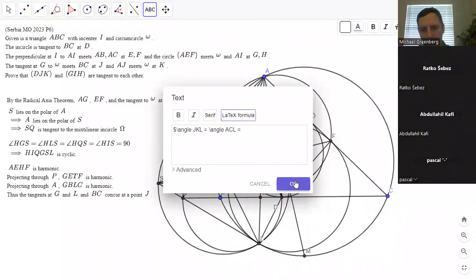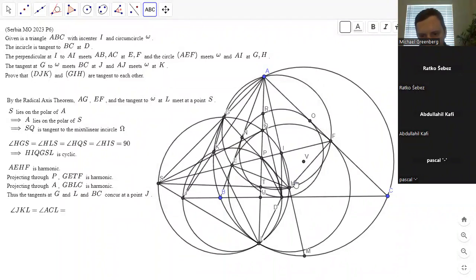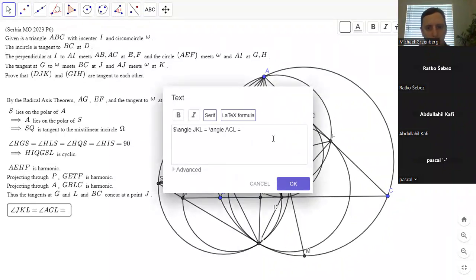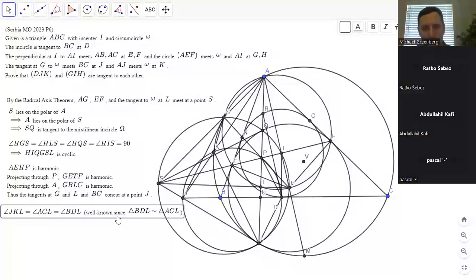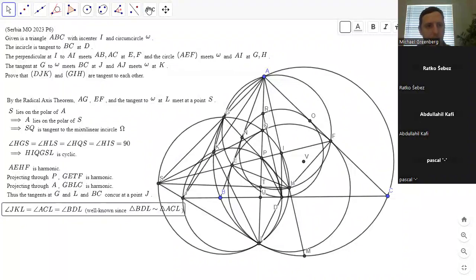Which is BDL. Well known, since BDL is similar to ACL. That's well known. And so JKDL is cyclic.